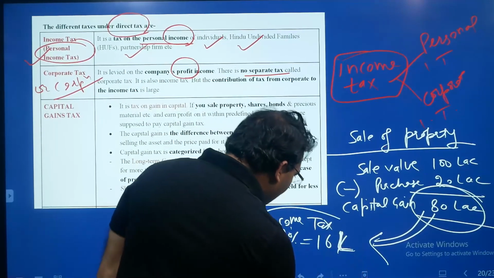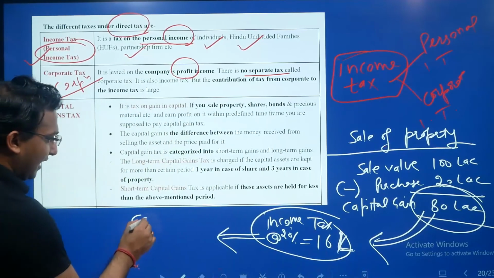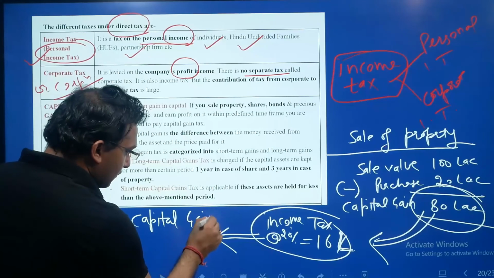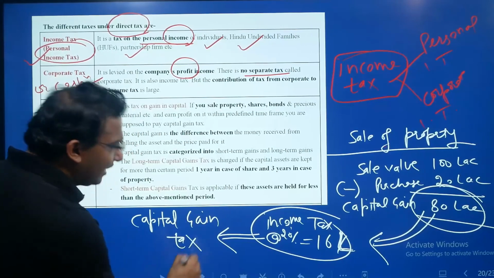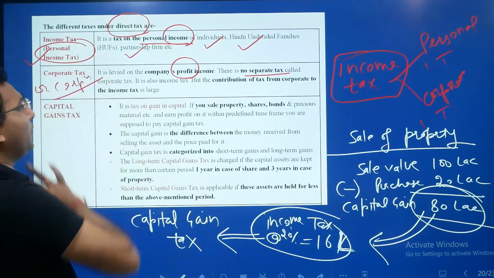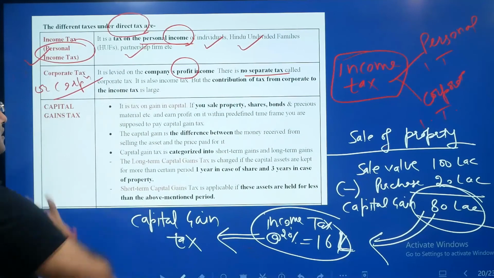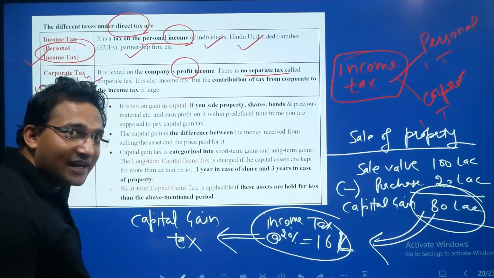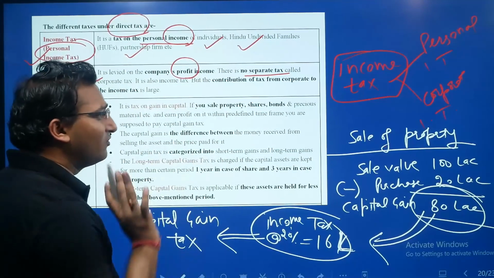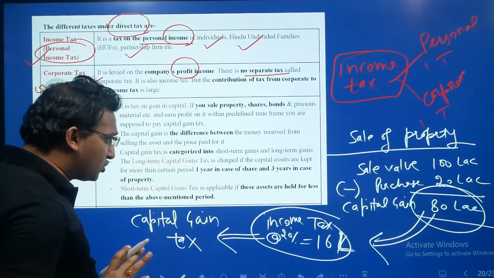So such kind of income tax which is levied on the sale of property is called capital gain tax. So this is part of the income tax only. This is part of the personal income tax or corporate income tax. If the property is being sold by the corporation, then this is part of the corporate tax. If the property is being sold by the individual, then this is part of the personal income tax. So this is already a part of either one of these two.